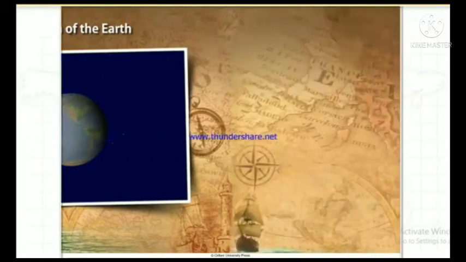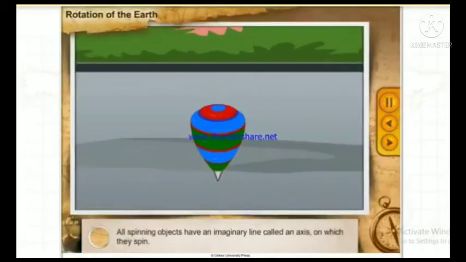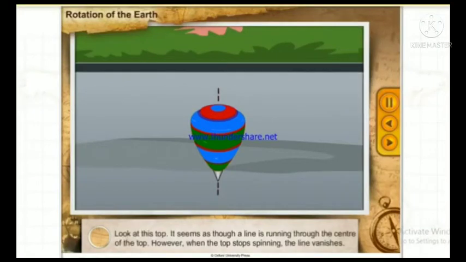Rotation of the Earth. All spinning objects have an imaginary line called an axis on which they spin. Look at this top. It seems as though there is a line running through the center of the top. However, when the top stops spinning, the line vanishes.